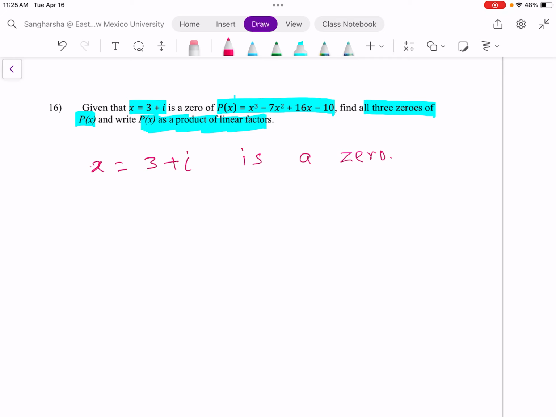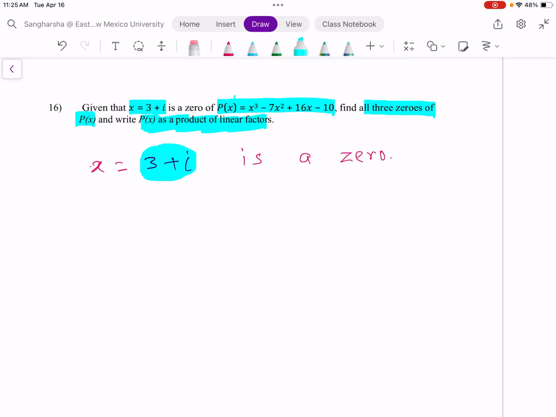Now, I forgot to mention one thing when we had a lecture on this topic. If you have a complex 0, the conjugate of this number will also be a 0 for the same function. Now, here is the thing. Conjugate means we flip the sign of the i term. If you flip the sign of the i term, then you get the conjugate.